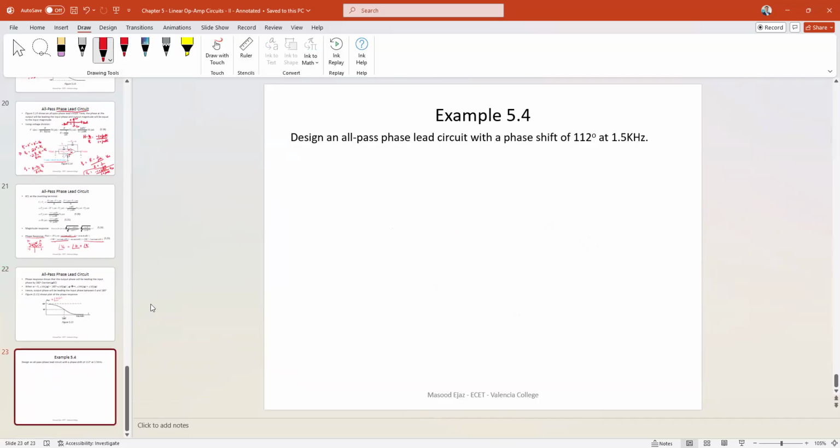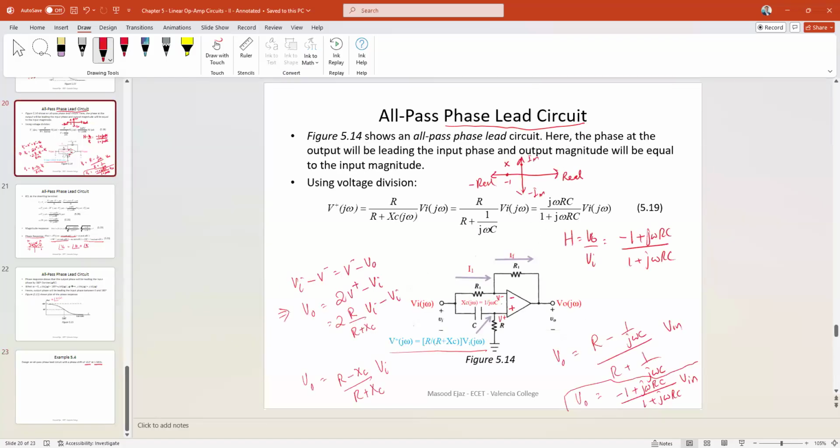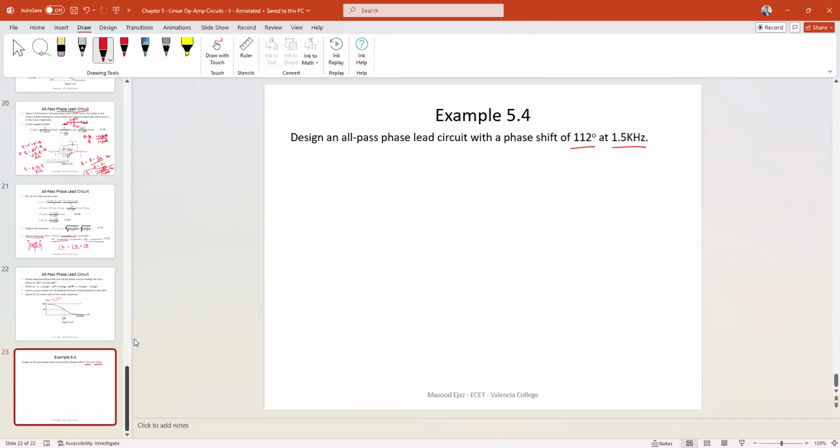Design an all-pass phase lead circuit with a phase shift of 112 degrees at 1.5 kilohertz. So it's a phase lead circuit, which is this circuit right here. And we have to design it such that the phase shift is 112 degrees at 1.5 kilohertz. So the phase of H of j omega is 112 degrees.